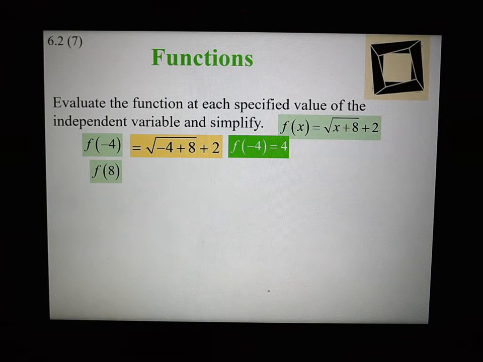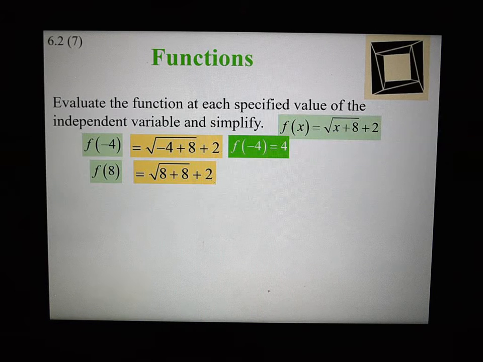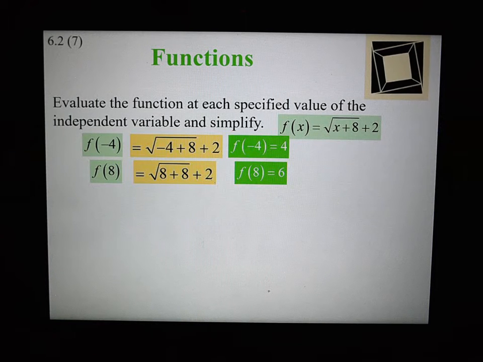Try f of 8. Tell the person you're sitting around what you think the answer is. I will give you 10 seconds. If you got 6, you are right. And I know what you're thinking. I like this. This is easy. Yes, I know. Enjoy it. It won't all be easy. Trust me. I know what's coming. So just enjoy these easy questions. And yes, there are some of these on the test. So you can feel confident in it.